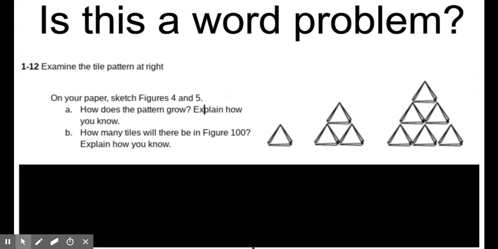So let's start with an example that Mrs. Downham will give you within the first month of school. This is problem 1-12 from the CPM curriculum in 8th grade. The question is, is this a word problem at first glance? I'm going to let you read it for a second.